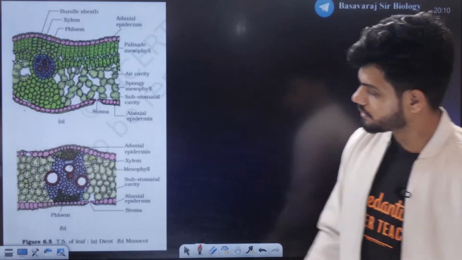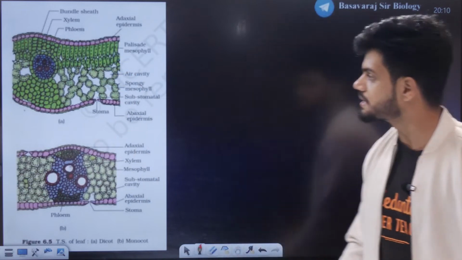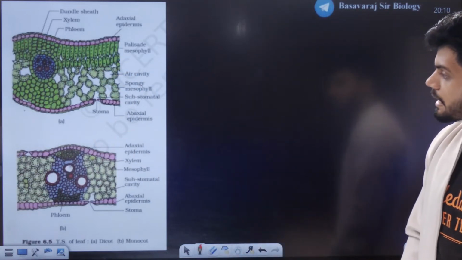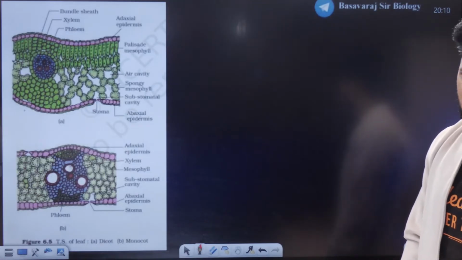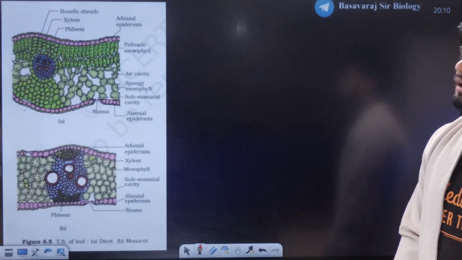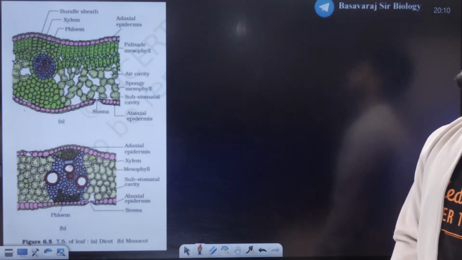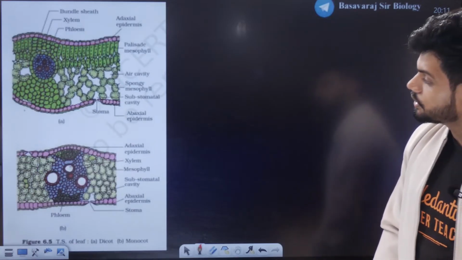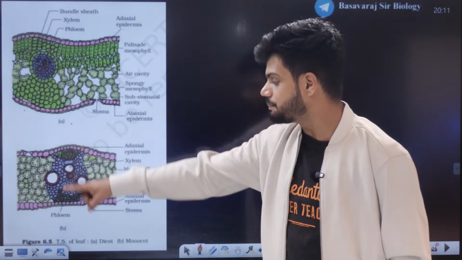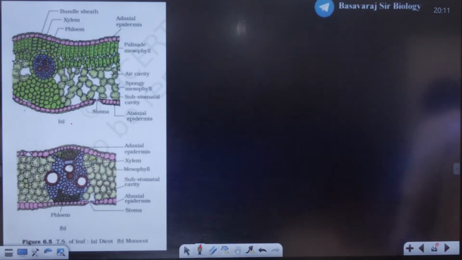Now tell me, this is a leaf section. Which one is monocot, which is dicot in the leaf arrangement? Very easy, you can tell me. Okay, I'll increase the difficulty. Tell me which one is dorsiventral here, A or B? Very simple for all of you.